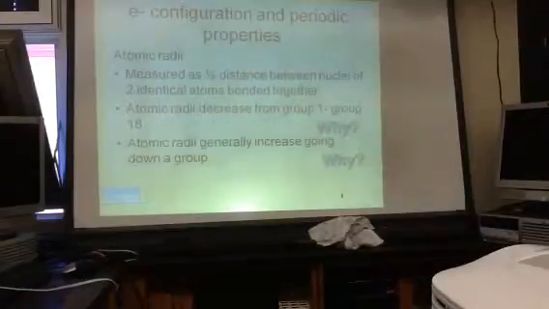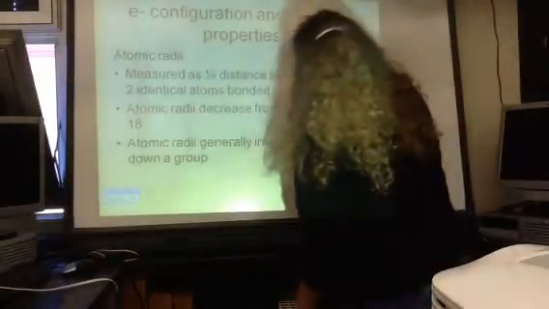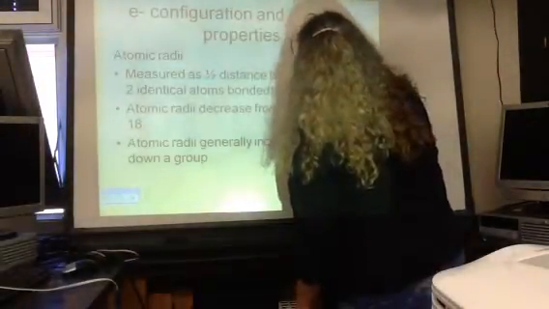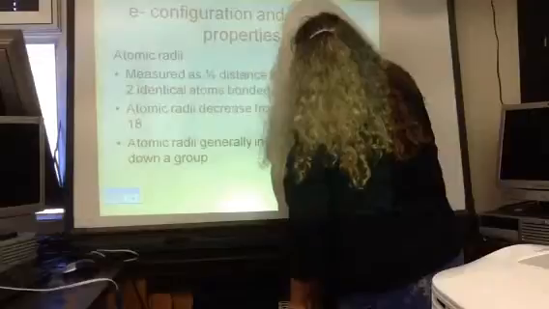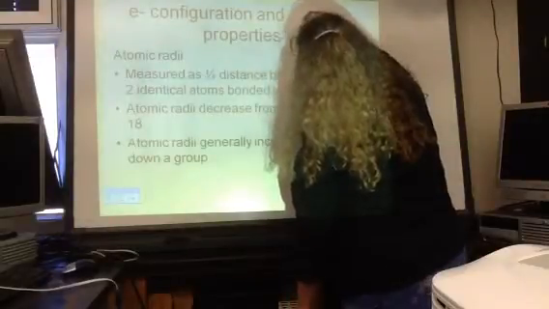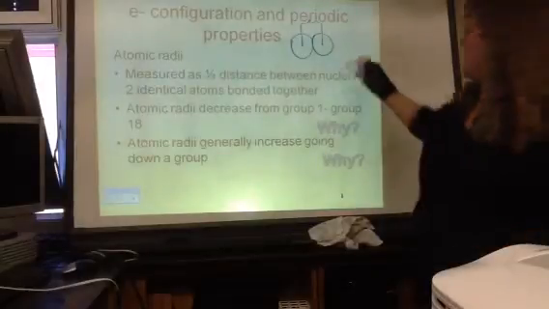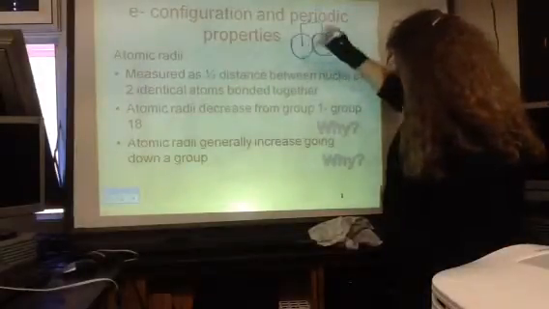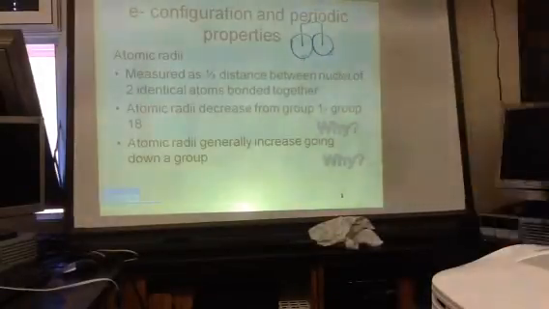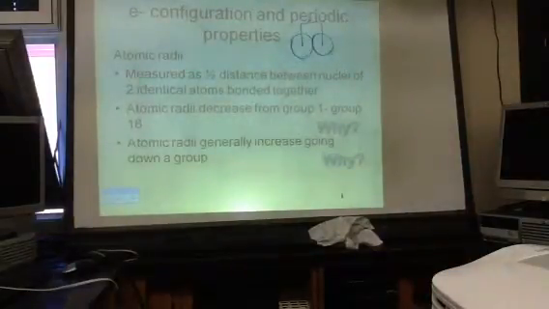So let me draw this for you. We have one atom, we have two atoms. There is a distance between those radii. That's the nucleus. Here are our little electrons out here. Our electron cloud, our big fuzzy area where the electrons are somewhere in there. Why would it be important that those two atoms be identical atoms?